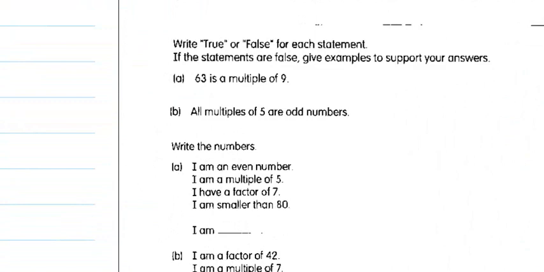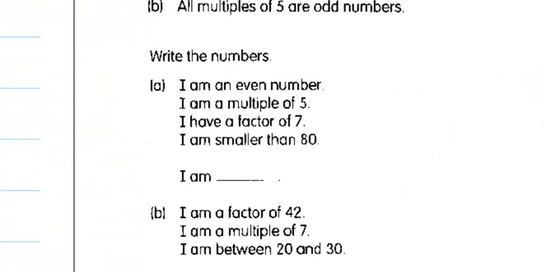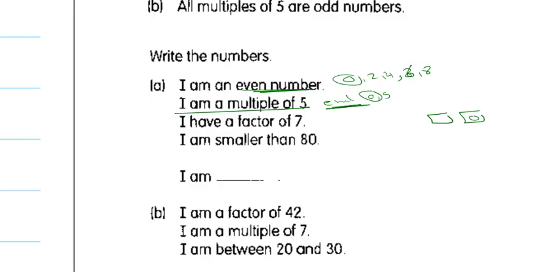Let's check these questions. I am an even number. It means I end in 0, 2, 4, 6 or 8. I'm also a multiple of 5. It means I end in 0 or 5. So the numbers that are multiples of 2, even numbers, and multiples of 5 must end in 0. So we need a number that has 0 in the units place to be an even number and also a multiple of 5.